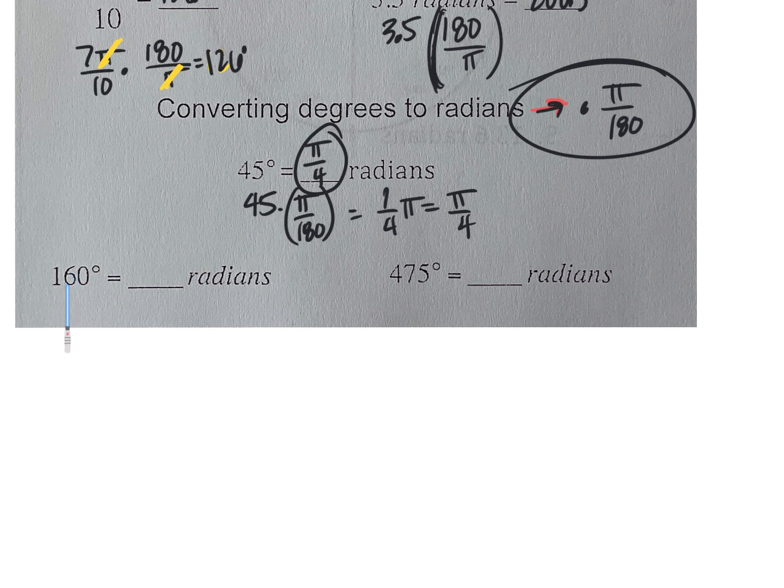Let's try that again. 160 degrees. Whenever it doesn't have that pi in it, let's go ahead and multiply by pi over 180. A step skipper for us. Keep that pi out, and let's just do 160.